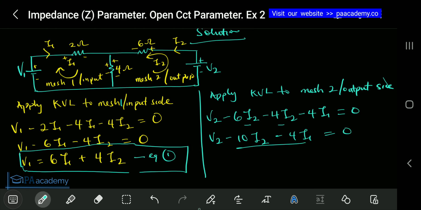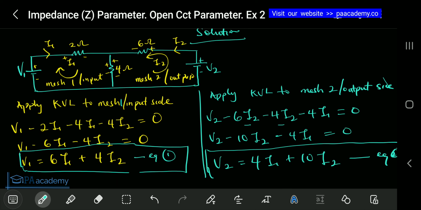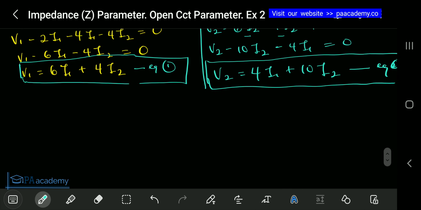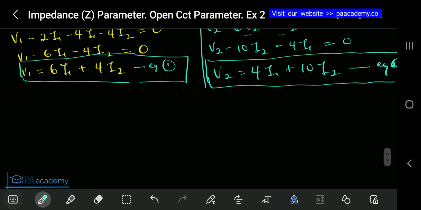If you move this to the other side of the equals to, we are having our V2 equals to 4I1. Let the I1 come first, plus 10I2. So this is our equation 2. Take note of this. The next thing we'll do now is to compare the equations. So let me write it out.